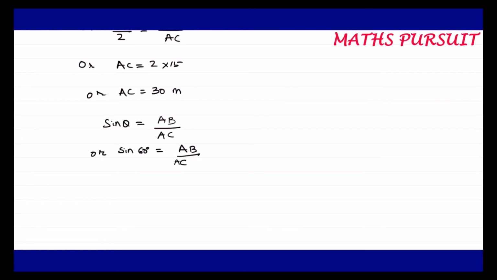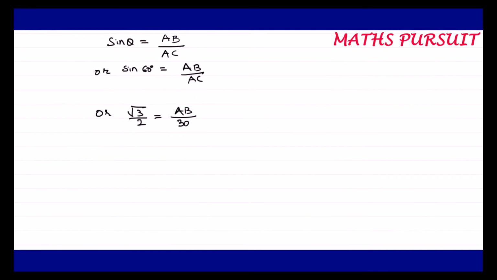Guys, what is sin 60 degree? By this time we should all know what sin 60 degree is. Sin 60 degree is nothing but root 3 by 2, equal to AB upon AC. Our main aim is to find out AB. Instead of AC directly I can write 30, because we know the AC value is 30. Let us solve this particular equation.